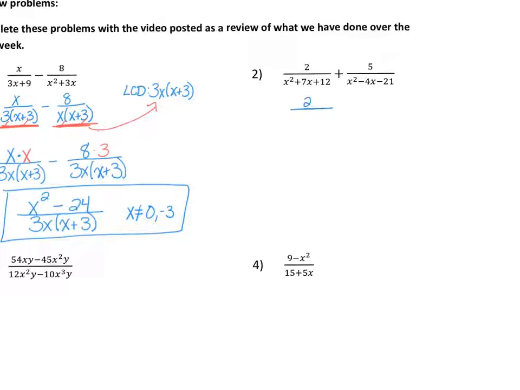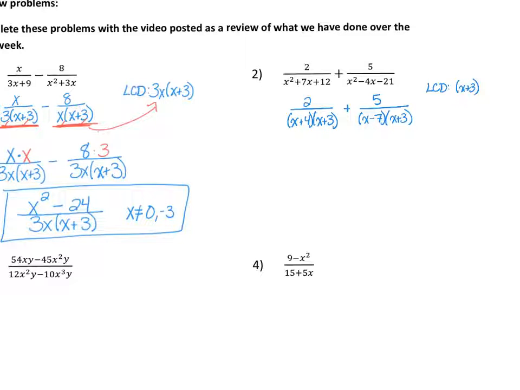So x squared plus 7x plus 12 is going to factor to an x plus 4 times x plus 3. And x squared minus 4x minus 21 is going to factor to x minus 7 times x plus 3. Now for our LCD, I always start by asking myself, what do both denominators have in common? They both have an x plus 3.